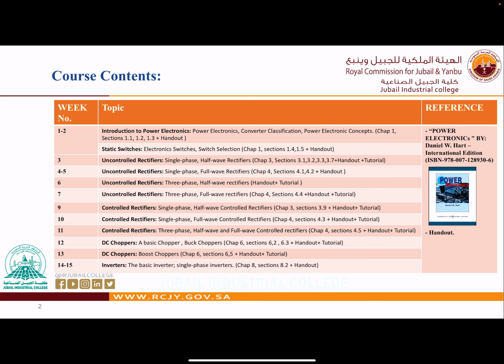In week number 3, inshallah, we will introduce to you the uncontrolled rectifiers like single phase, half wave. In week number 4, we will go to full wave rectifier. Inshallah, also in weeks 6 and 7, we will go through the 3-phase, half wave, and full wave rectifiers.